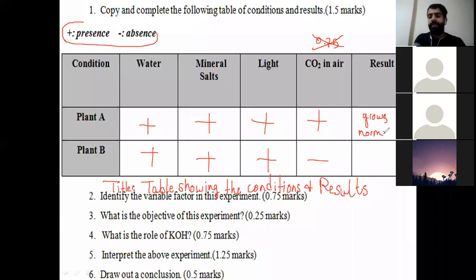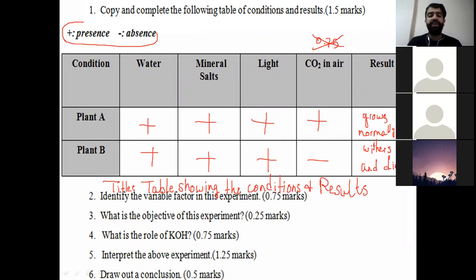However, in plant B, what's happening? Plant B withers and dies. So this is the table. And always the table should be drawn using a pencil and it should be filled using a pen. This is the first part.